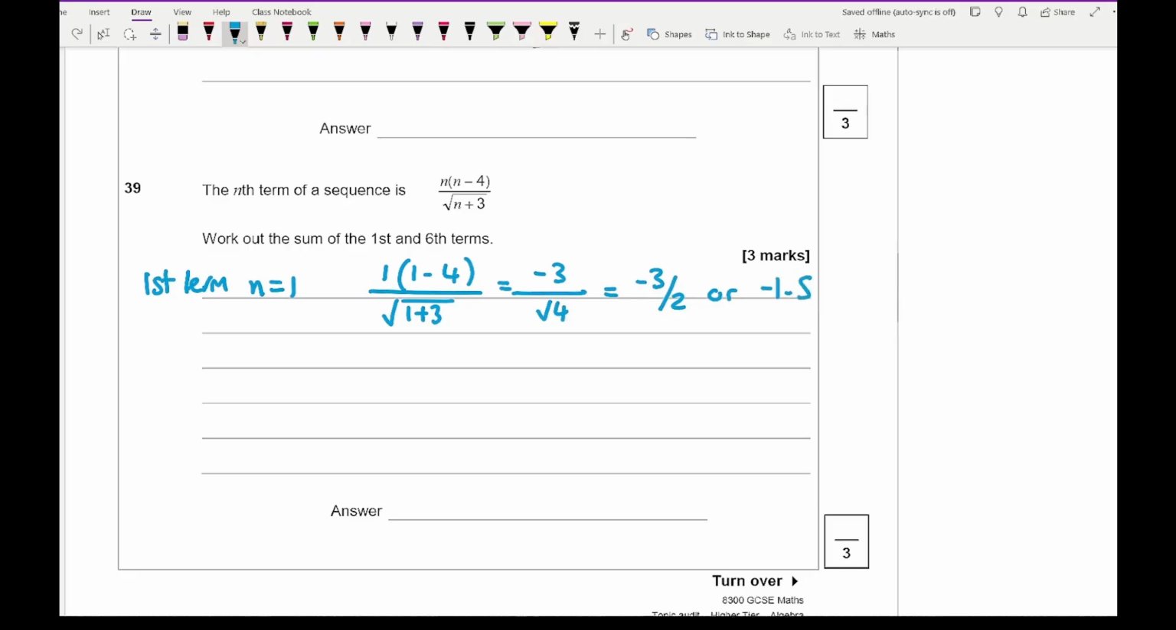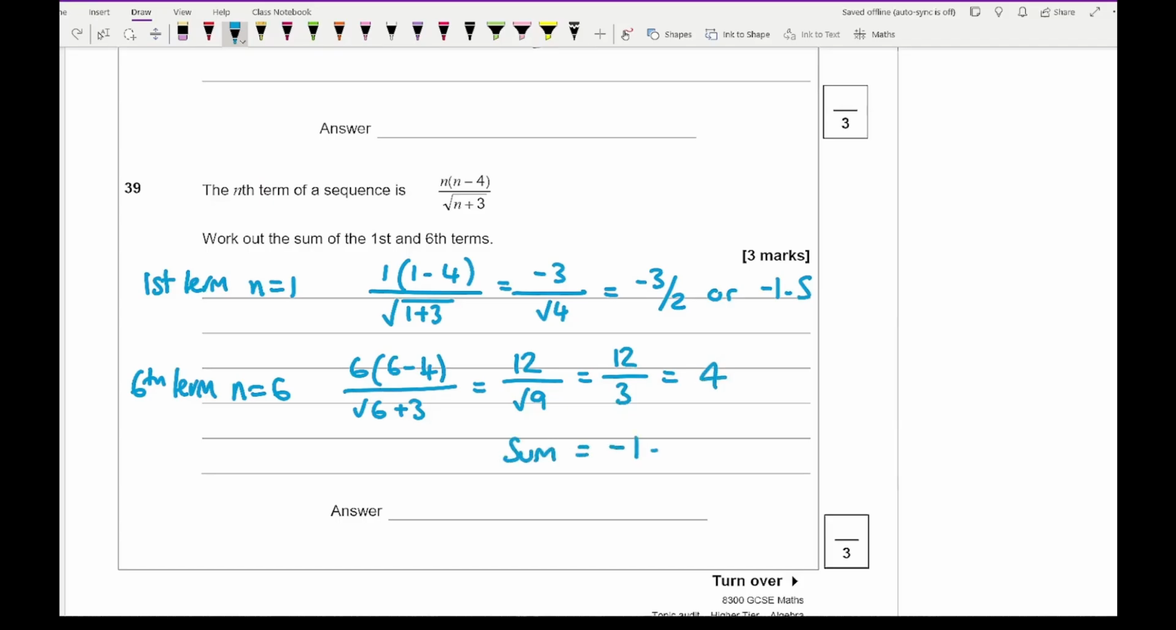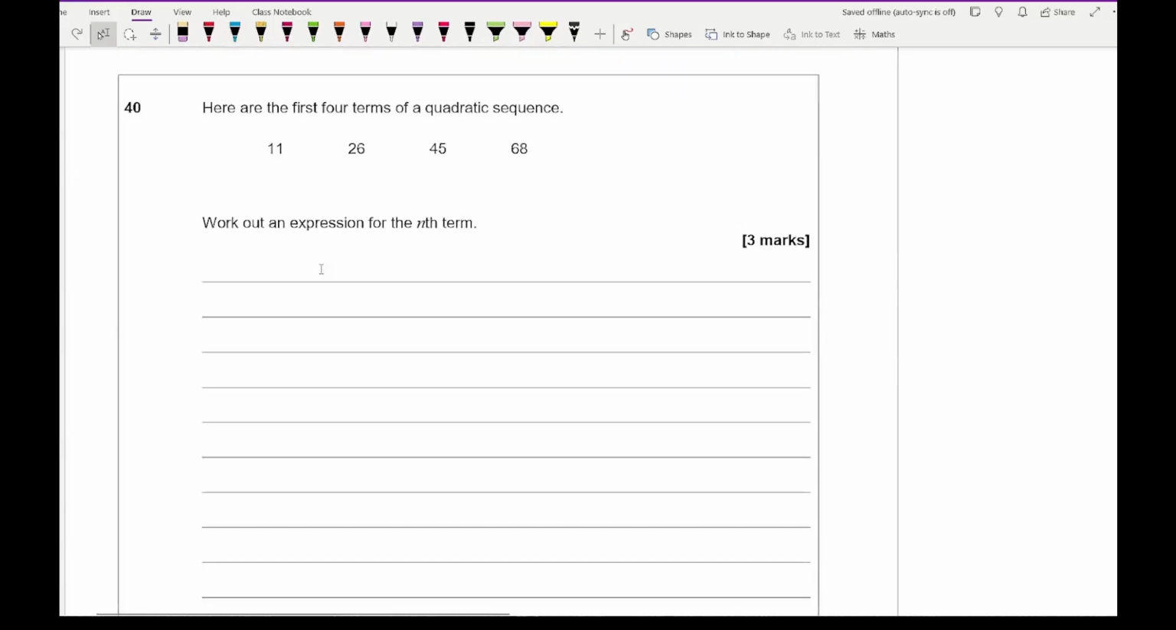it then becomes minus 3 over 2, or minus 1.5. Then the sixth term is when n equals 6, so I've got 6 times 6 minus 4, all over the square root of 6 plus 3. 6 take away 4 is 2, times 6 is 12, root 9, which is 3, so that's 12 over 3, which is 4. So then the total sum is going to be minus 1.5 plus 4, which is an answer of 2.5.